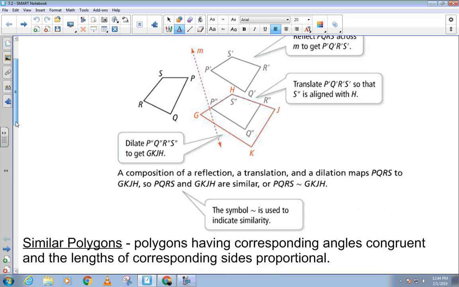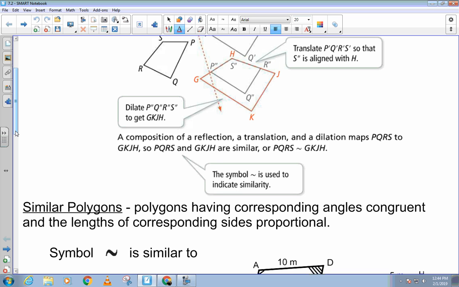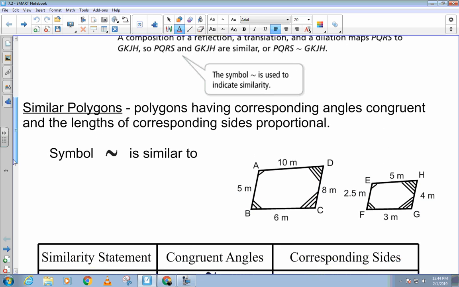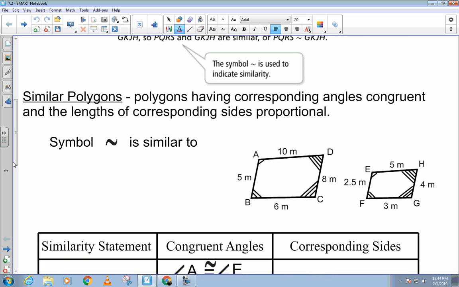The symbol that we use to state that two things are similar is this little squiggle right here, okay? So congruence has a squiggle with an equals, but similar is just a squiggle, okay? And so a definition for similar polygons would be polygons having corresponding angles congruent and the length of the corresponding side proportional. Okay, so as you can see, there's a symbol that we use. We can look over here at these two shapes, and we can see that our corresponding angles are congruent. We have the 1 dash, 2 dash, 3, 4 dash.